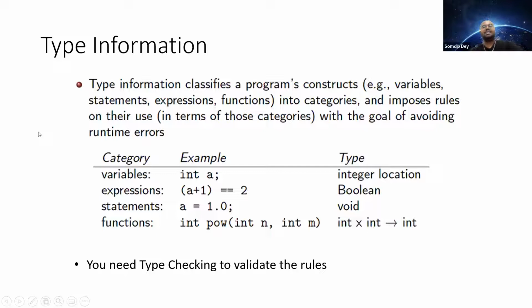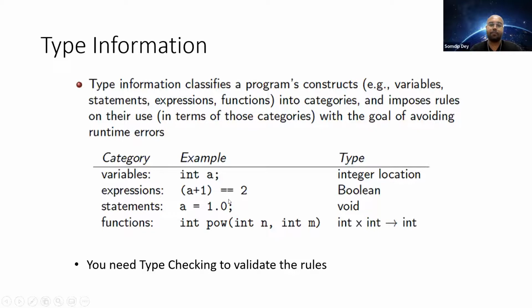So when I mention semantic rules regarding types, what does that mean? Type information classifies a program's constructs, such as variables, statements, expressions, and functions, into different categories and imposes rules on their usage in terms of those categories, with the goal of avoiding runtime errors. Try to take what I have mentioned and realize what it is.